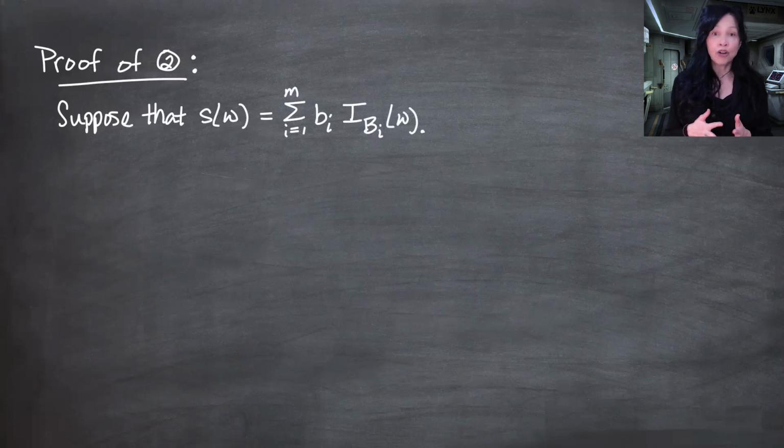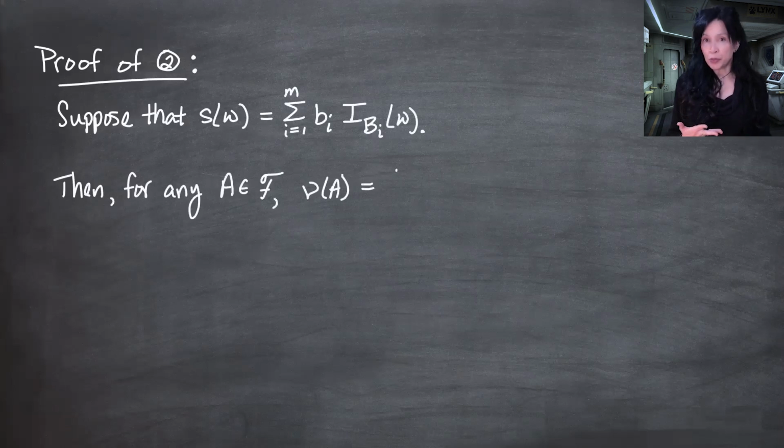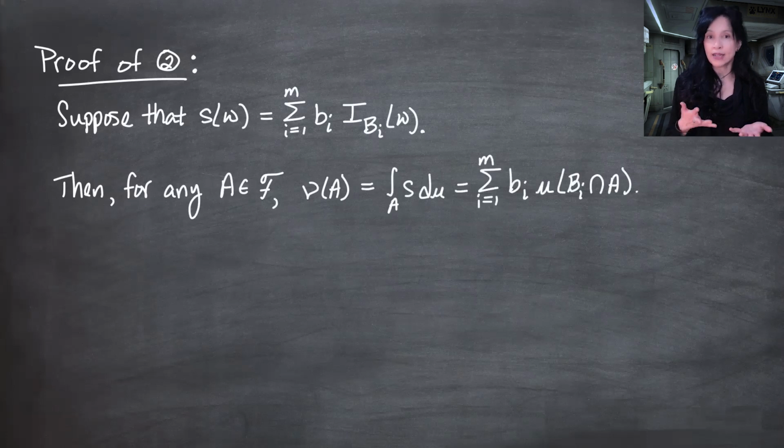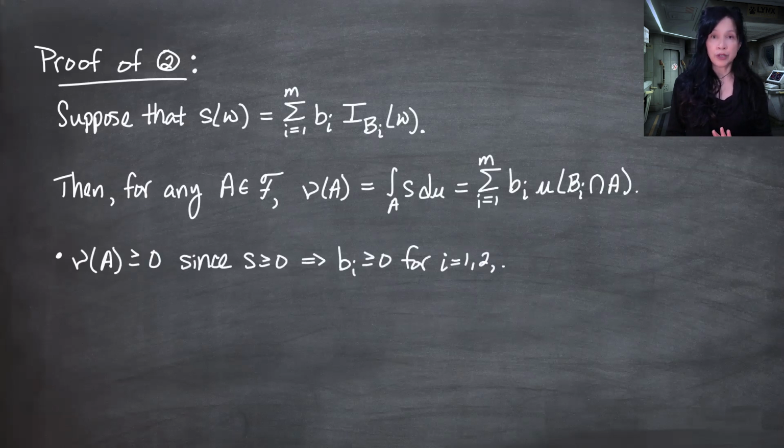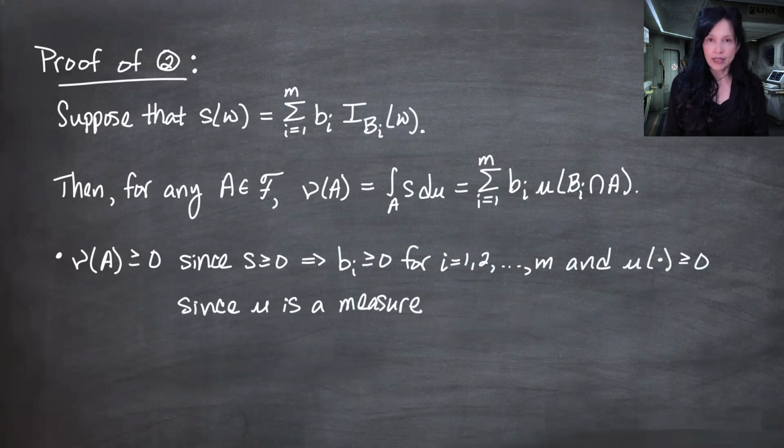So for any A in curly F, nu of A is defined to be the integral over A of S d mu, and S is nice and simple, and we know how to write this down. This is a sum as i goes from 1 to M of little b_i times the mu measure of capital B_i intersected with capital A. This is greater than or equal to 0. That is easy to see because S was greater than or equal to 0, which means all of these b_i coefficients are greater than or equal to 0, and mu being a measure is greater than or equal to 0. So this one is super easy.